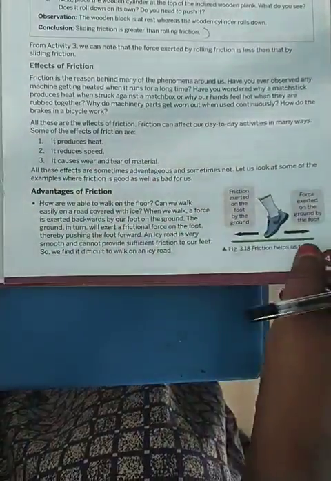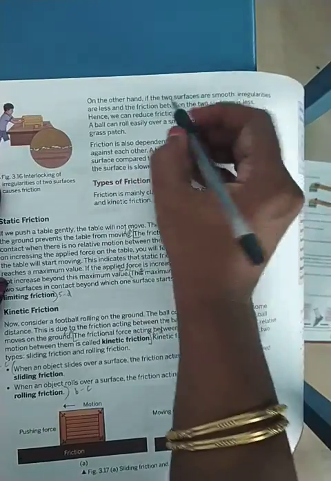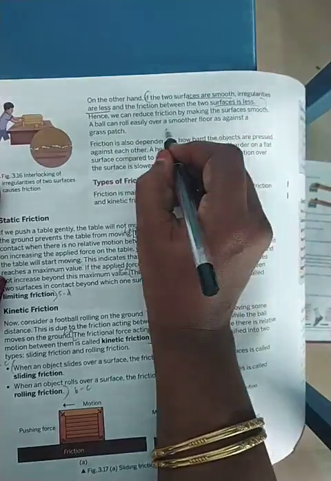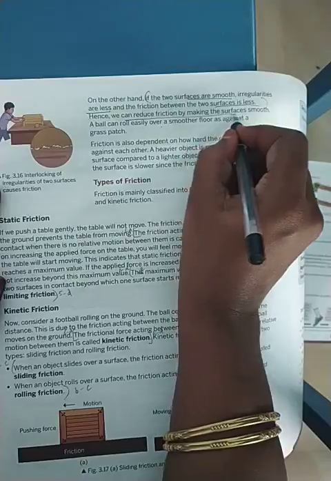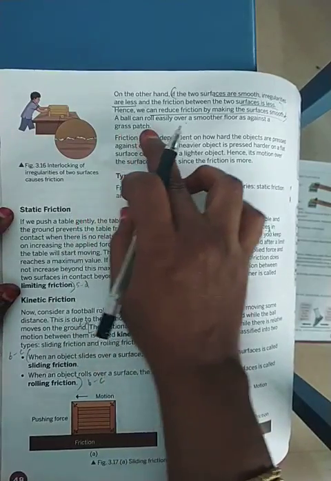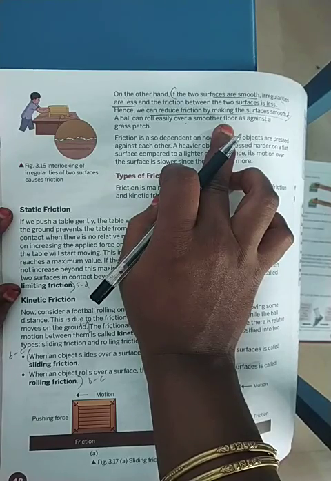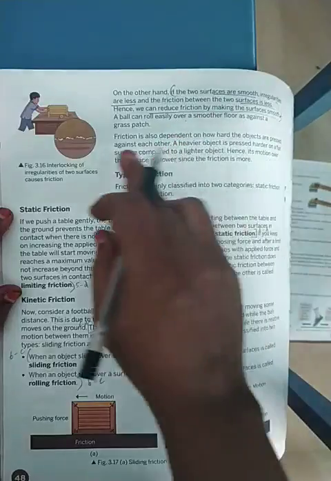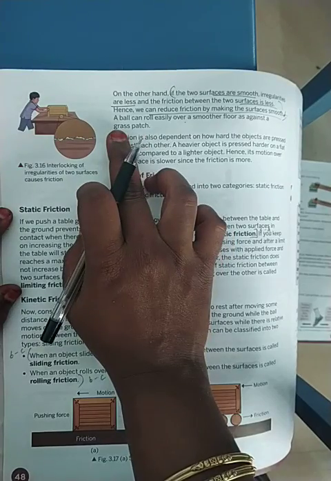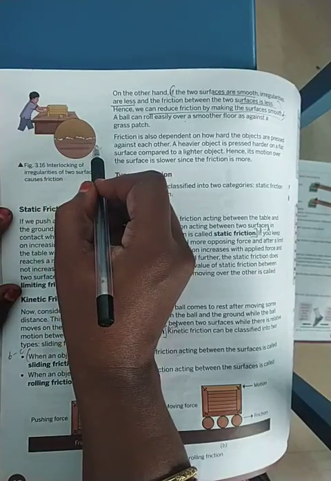Then coming to the smooth. If the two surfaces are smooth, irregularities are less, so friction is also less. To reduce the friction, we can make the surfaces smooth. If you want to reduce the friction, you can make the surface smooth. So the ball is easily moving over the floor. Is it not? If the glass tiles or the tiles floor is there, the ball will easily roll over. Whereas in the football ground or in a very patchy ground, the ball will be rolling very slowly. So here, look at the interlocking. This is how the two surfaces will get interlocked.